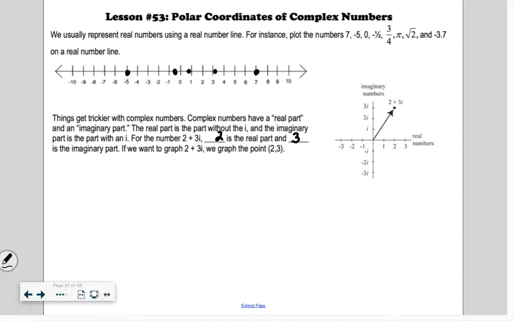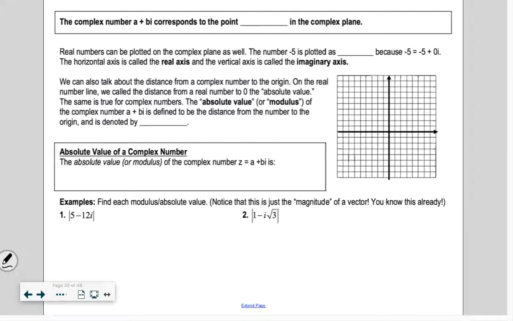So when we plot something, we have a real axis and an imaginary axis. If I want to plot 2 plus 3i, I plot it as (2, 3), which represents 2 for the real part and 3 for the imaginary part. So it's 2 dimensions. Easy enough? I told you this section would not be that bad. The complex number a plus bi corresponds to the point (a, b) in the complex plane.